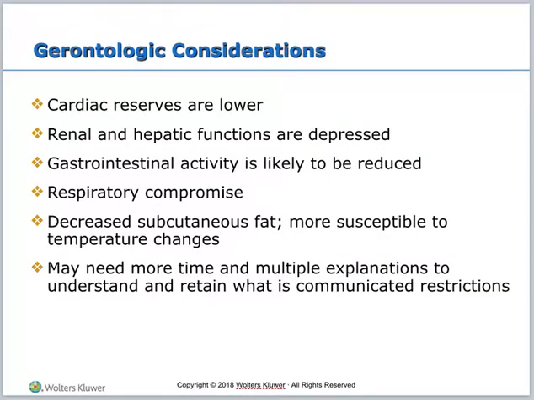There are some specific considerations for older adults. They have decreased organ function as a general rule just because of the aging process. So cardiac reserves are going to be lower. It's going to be harder for them to compensate respiratory wise. They've got decreased subcutaneous fat, so they are more fragile with temperature changes.